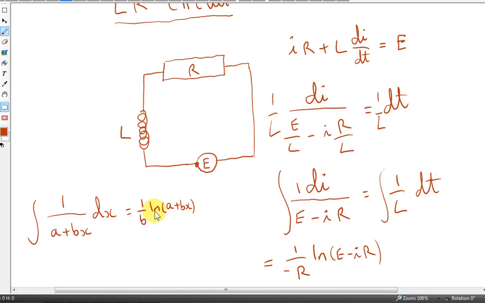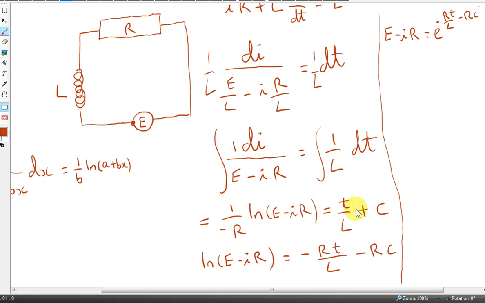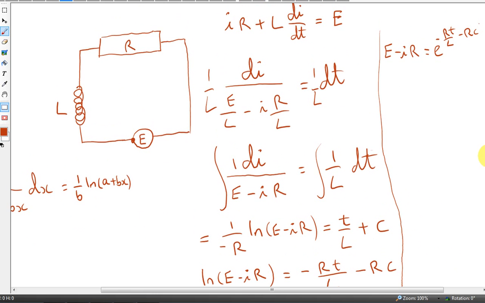Apply the chain rule. The derivative of ln is 1 over the argument, 1 over a plus bx, and then we multiply by the derivative of the argument, which is b, and the b's cancel here. Anyway, we get a constant here, but we bring it over to the right hand side. If we integrate 1 over L with respect to t, we get 1 over L times t, or just t over L, and the two constants are brought to the right hand side, so let's call them c. Now we can multiply both sides of this equation by minus R. We want I as a function of time. The solution is the current as a function of time. That's the solution of our differential equation.